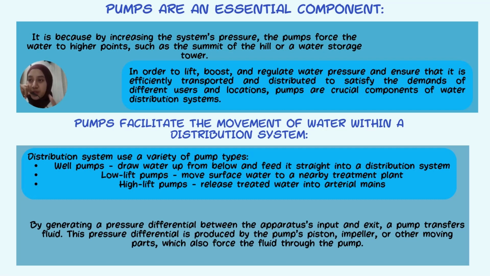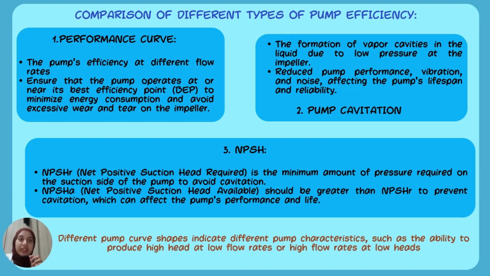Pumps supply the necessary pressure for the water in distribution mains and multi-story buildings to reach the necessary height. So by generating a pressure differential between the apparatus input and exit, a pump transfers fluid. This pressure differential is produced by the pump's piston, impeller, or other moving parts, which also force the fluid through the pump. The efficiency of different types of pumps can be understood in terms of their performance curve, pump cavitation, and net positive suction head, which is NPSH.